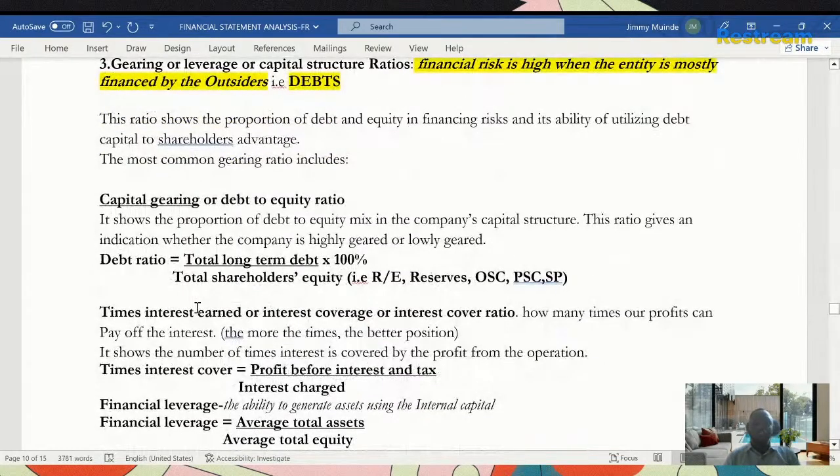We also have another ratio we call times interest, what other people call interest cover. So this shows how many times our profit can pay off the interest. And the more the times, the better the position. And it's given by the profit before the interest and tax divided by the interest charge. And I said the more the times, the better the position. Remember, these are concepts of analyzing a business.